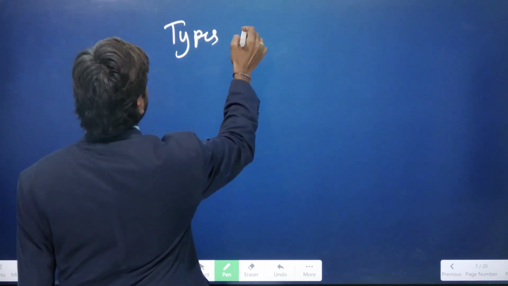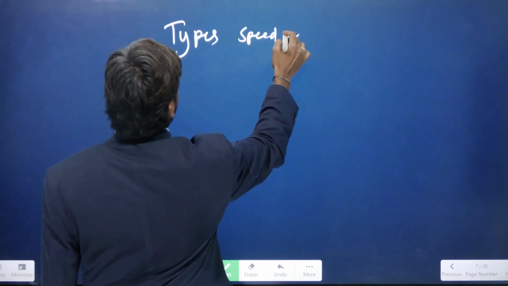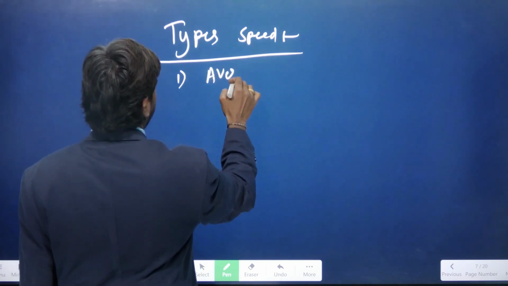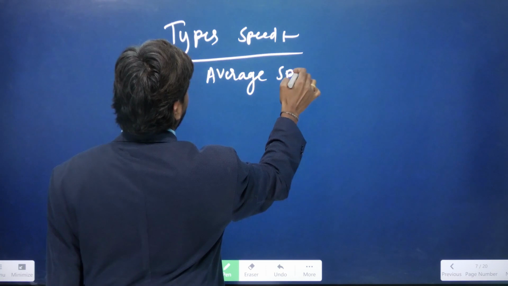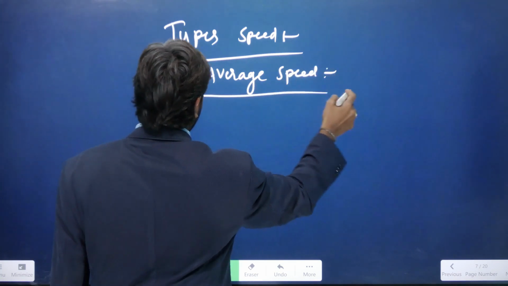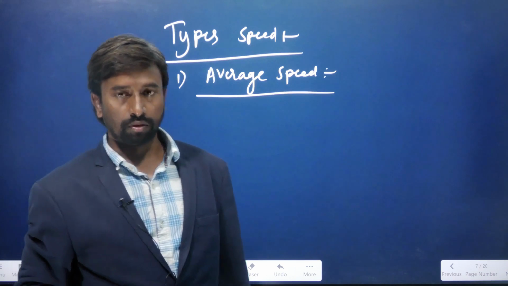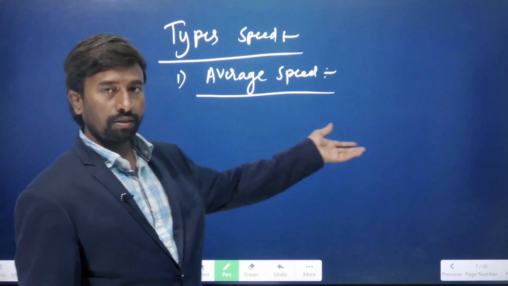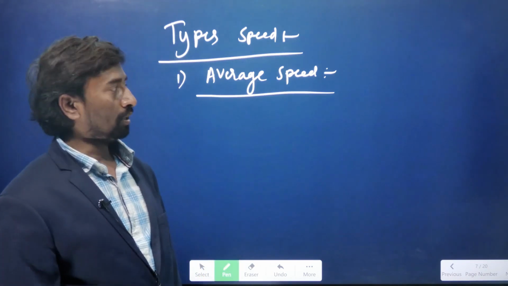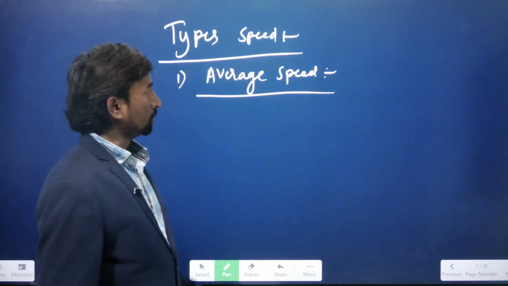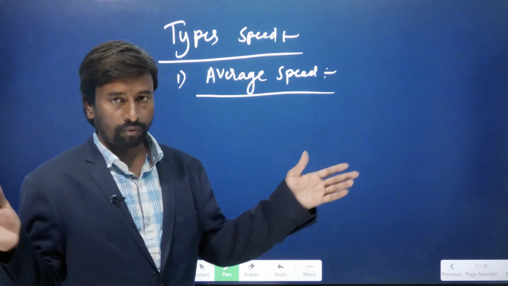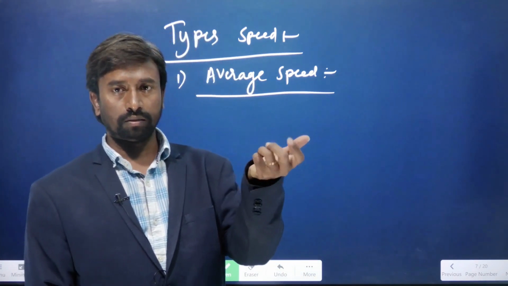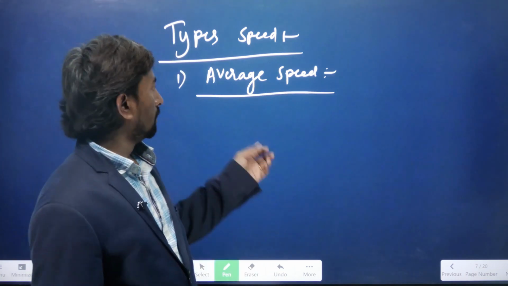Types of speeds. So first one is average speed. Suppose a body has traveled a long distance. In the whole journey, the body may travel different distances in different time intervals. So throughout the journey, to calculate the average speed, what we have to do? We have to sum all the distances in different time intervals.